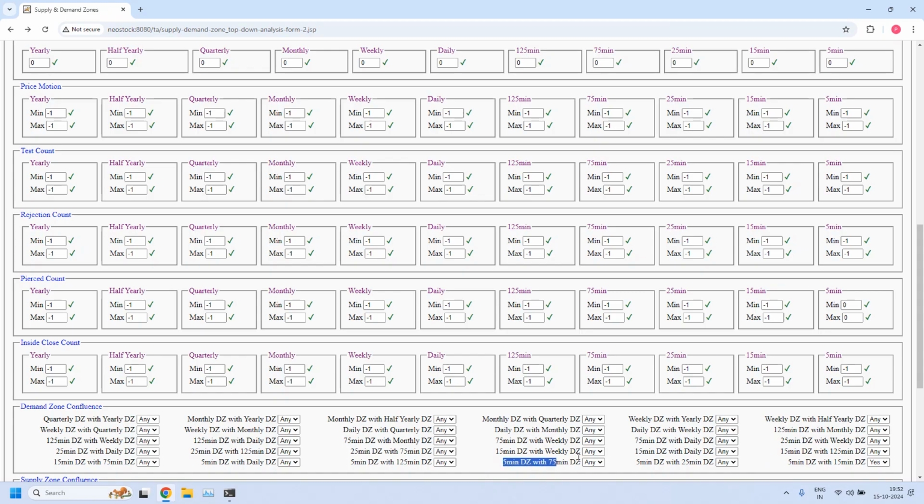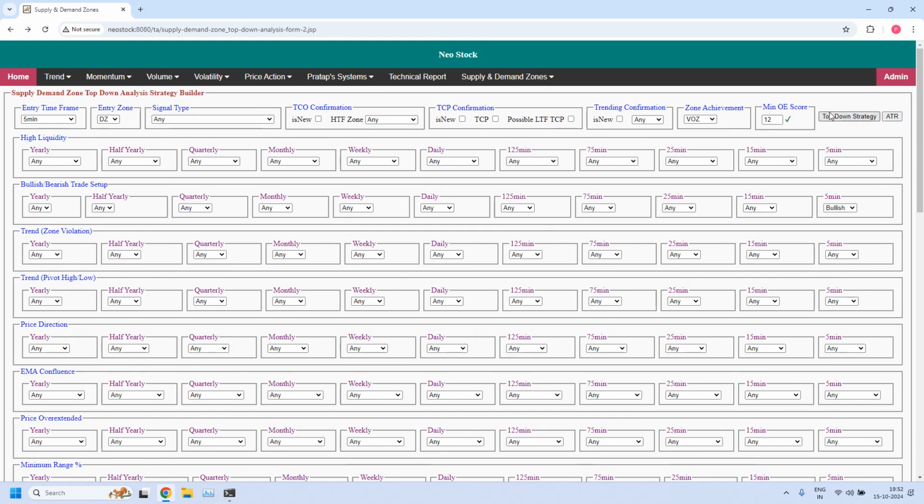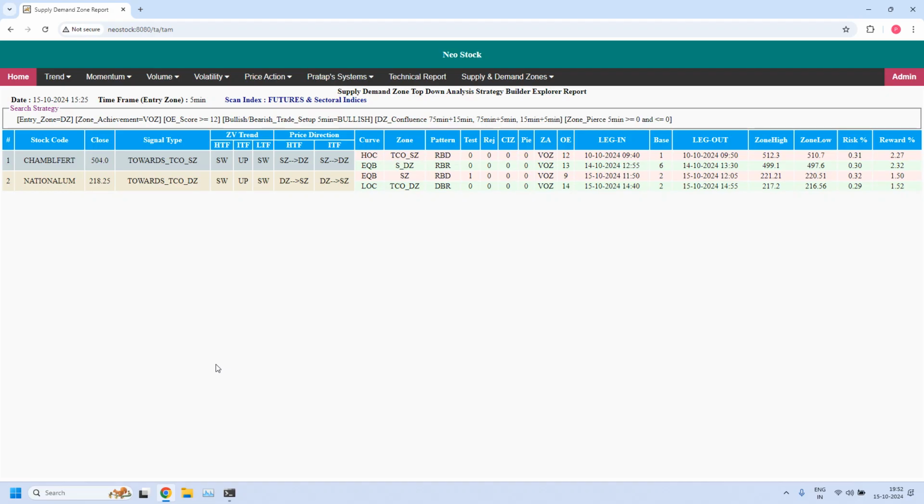So 2 more filters. 5 minutes demand zone with 75 minutes demand zone confluence. 15 minutes demand zone with 75 minutes demand zone confluence I enabled. Now let's verify. So these 2 stocks are filtered. Both are having LTF, ITF, HTF confluence. I am not checking EMA because the HTF trend is sideways. So no need to look for EMA confluence in sideways market.